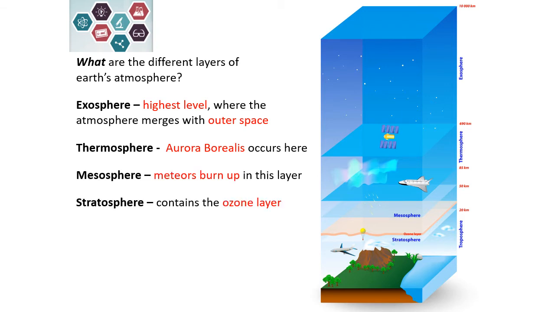The mesosphere is where meteors burn up if they enter our atmosphere. The stratosphere is where our ozone layer is, from about 20 kilometers to 50 kilometers above the Earth's surface. And the ozone layer is what helps protect us from ultraviolet light. The troposphere contains enough oxygen for life to occur, for people and animals to live.